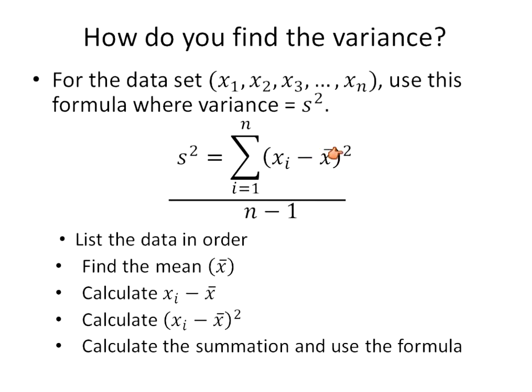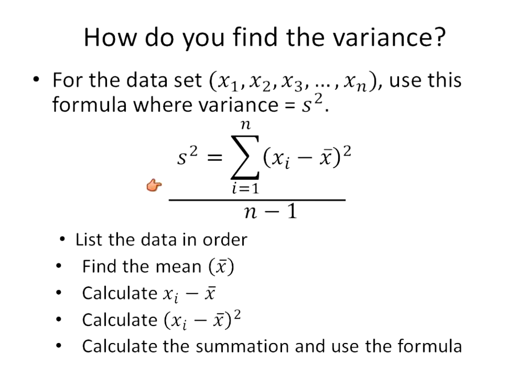Looking at this, the first thing we have to do is list the data in order, which we've got on our spreadsheet. Then we're going to find the mean. That's what that little thing above the x means, the mean of the x values. And then we're going to calculate the x with each ID number, with each guess, the first guess minus that average, second guess minus the average, and so on, all the way to the last guess, in this case our 16th guess. Then we're going to square those numbers, and then we're going to calculate the summation and use the formula that's right here to figure out our numbers.